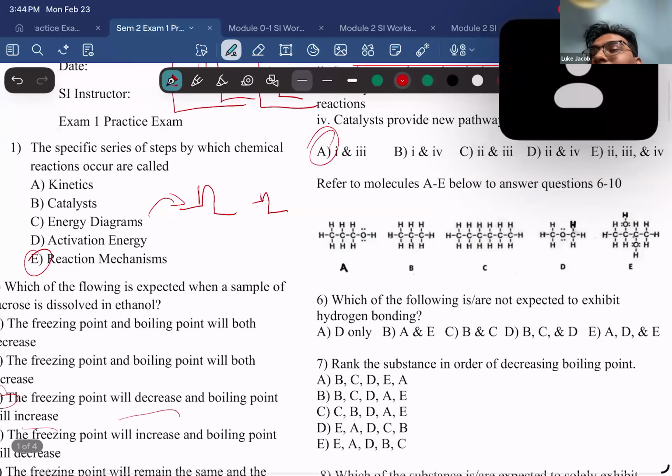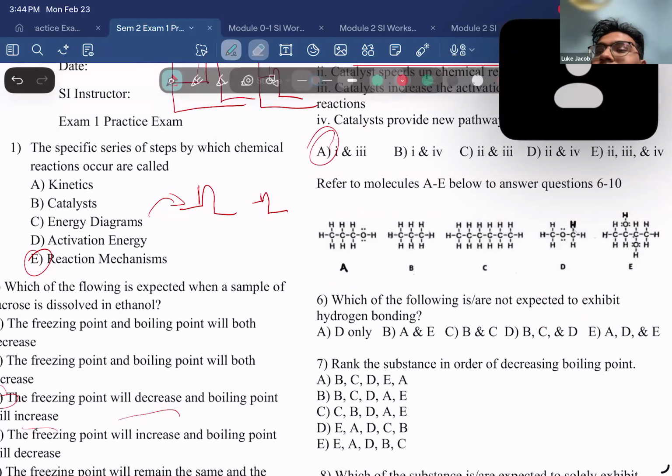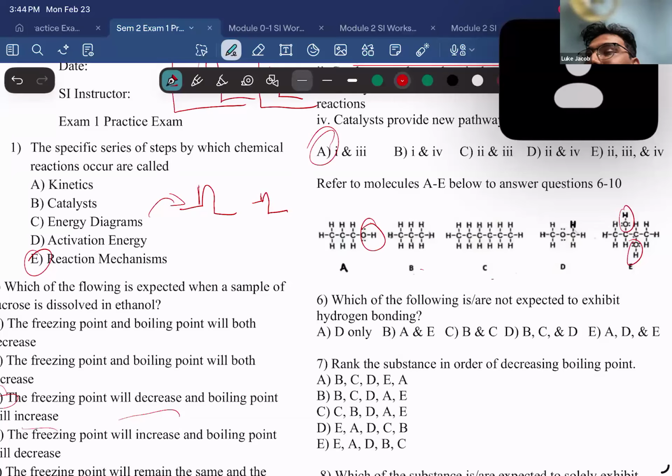Okay. Refer to molecules A to E. You see these molecules all have different functional groups, so we're going to have to ask questions about that. Which of the following is/are not expected to exhibit hydrogen bonding? We see here that A has hydrogen bonding and E has hydrogen bonding. Those are the hydroxyls, or OHs. Those definitely have hydrogen bonding. So the ones that don't have hydrogen bonding are B, C, and D. So that would be choice D.